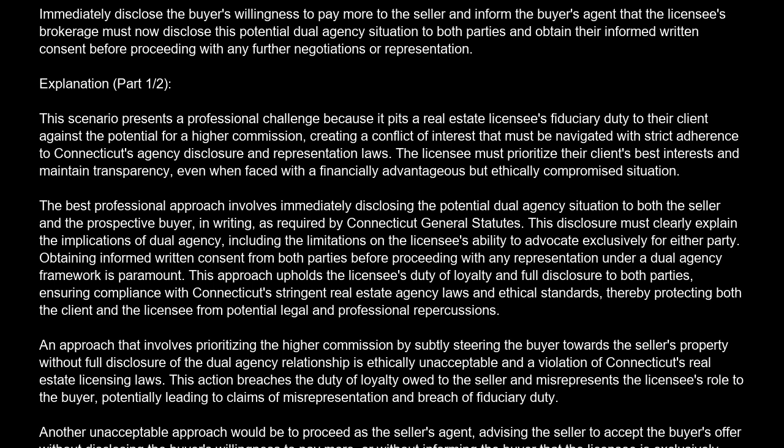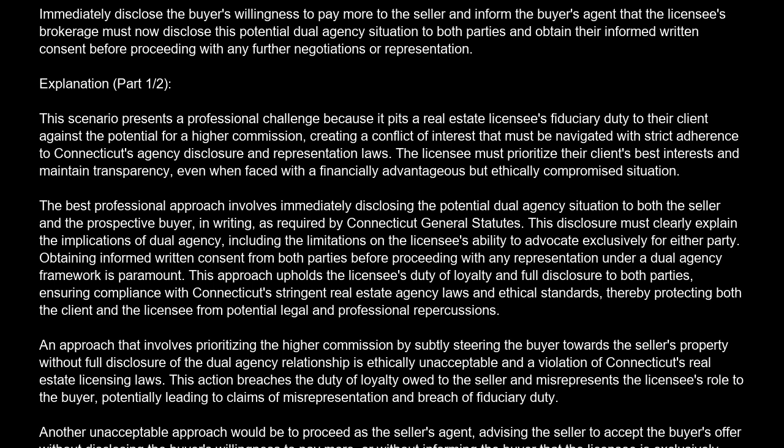The licensee must prioritize their client's best interests and maintain transparency, even when faced with a financially advantageous but ethically compromised situation. The best professional approach involves immediately disclosing the potential dual agency situation to both the seller and the prospective buyer, in writing, as required by Connecticut general statutes. This disclosure must clearly explain the implications of dual agency, including the limitations on the licensee's ability to advocate exclusively for either party. Obtaining informed written consent from both parties before proceeding with any representation under a dual agency framework is paramount. This approach upholds the licensee's duty of loyalty and full disclosure to both parties, ensuring compliance with Connecticut's stringent real estate agency laws and ethical standards, thereby protecting both the client and the licensee from potential legal and professional repercussions.